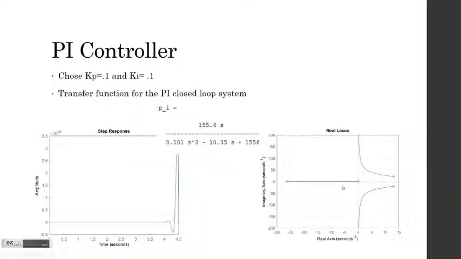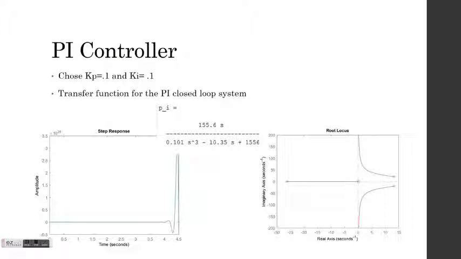For the PI controller, I chose the value of Kp equal to 0.1 and Ki equal to 0.1. Again, these values were chosen arbitrarily. The transfer function for this PI closed loop system is shown below. On the left you can see the step response, and on the right the root locus.